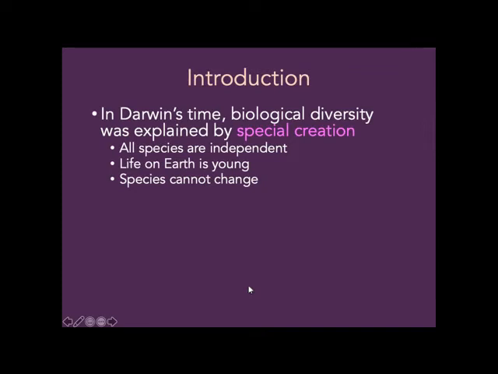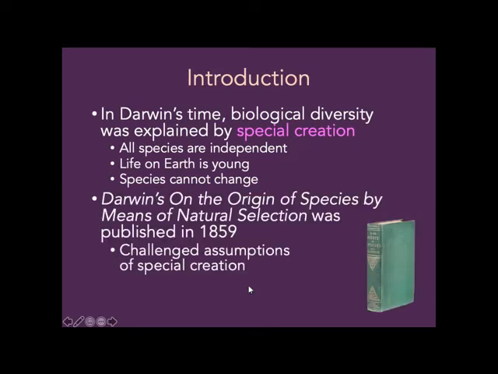Another component of special creation was the idea that life on Earth is young, thousands of years old. And then finally, that species cannot change. So species are the same as they have ever been, so long as they've ever been on Earth. Darwin's On the Origin of Species by Means of Natural Selection was published in 1859, and one of the main things that this book did was challenge assumptions about ideas of special creation. We'll go into more details of that in a little bit.